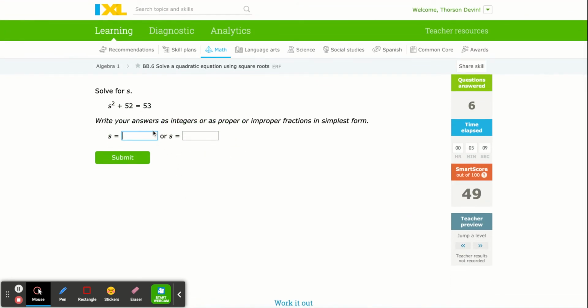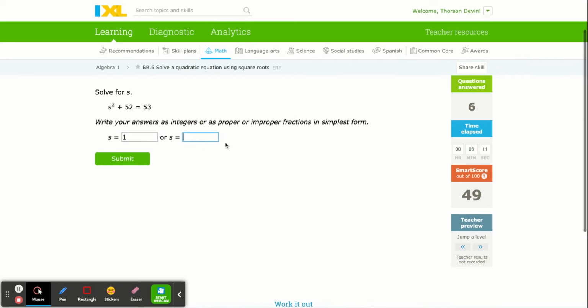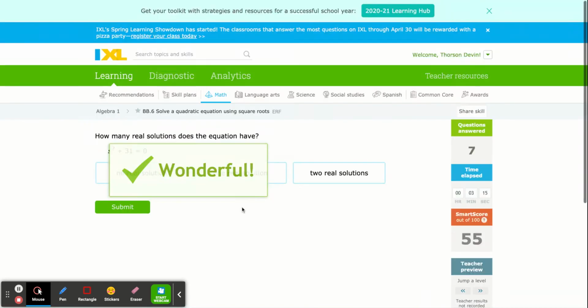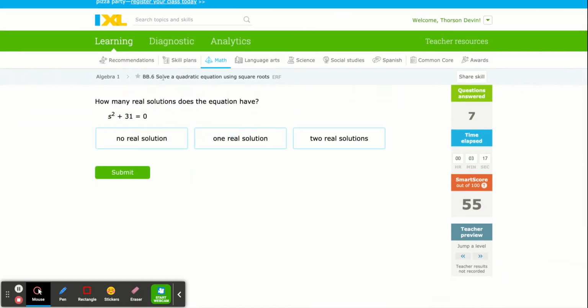Here, you minus the 52 over, you get s squared equals 1 or -1, because both of those would square. All right, we eventually get to these where it's going to ask how many real solutions does the equation have. And the reason it asks that is it is possible to get a quadratic that doesn't have any real solutions.